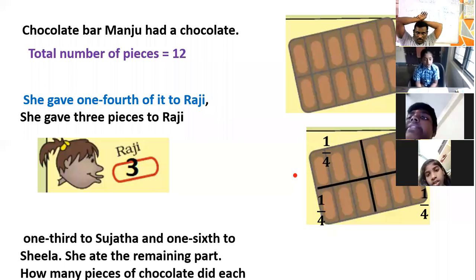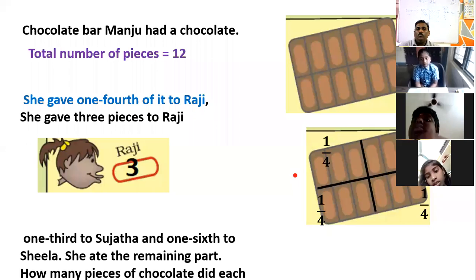Manju had a chocolate bar. The total number of pieces in it is 12. She wants to give 1/4 to Raji. So how many pieces will she get?